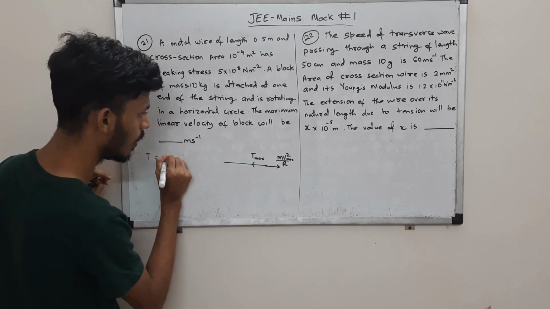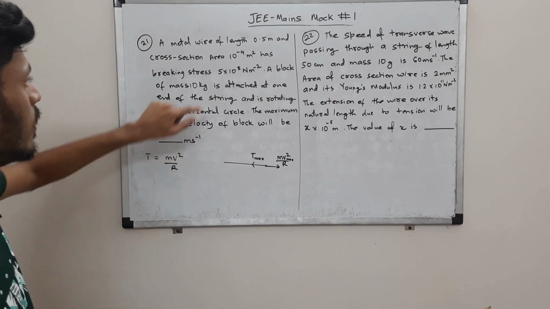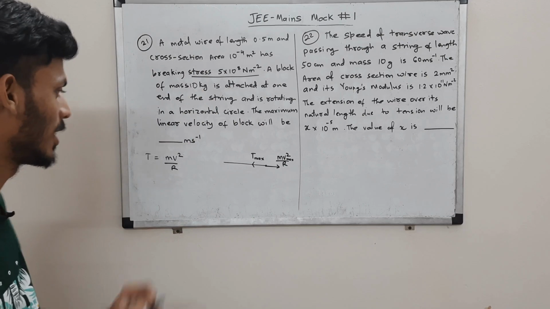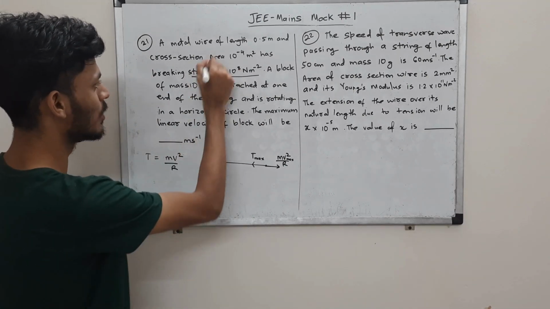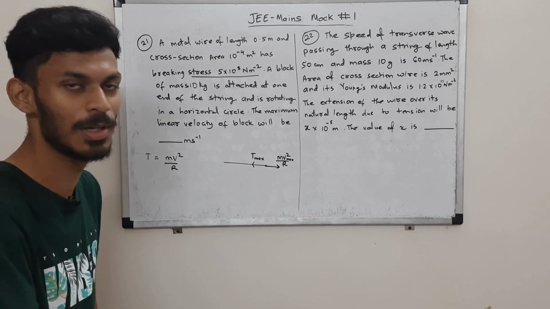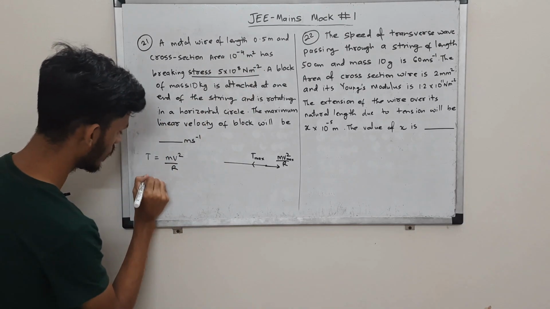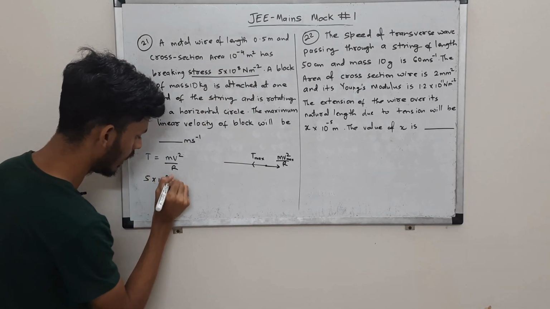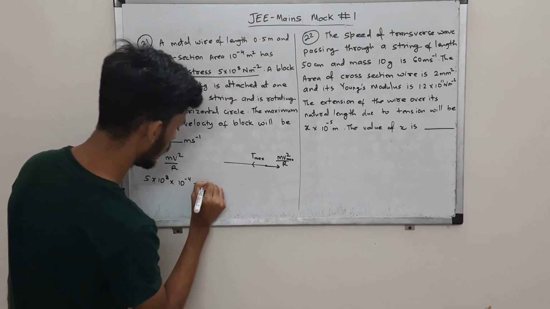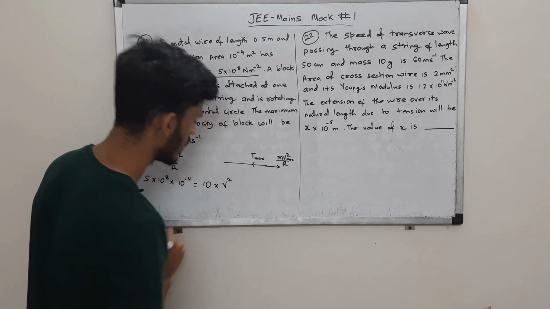So T is equal to mv square by r, right? Here we are given breaking stress. Stress on that word. So here it's not tension, you can see the unit, it's Newton per meter square. Stress, right, a force per unit area. So you have to multiply that with area. So 5 into 10 to the power 8 into area, and m, mass of 10 kg. Velocity we are supposed to find, what is the maximum velocity.